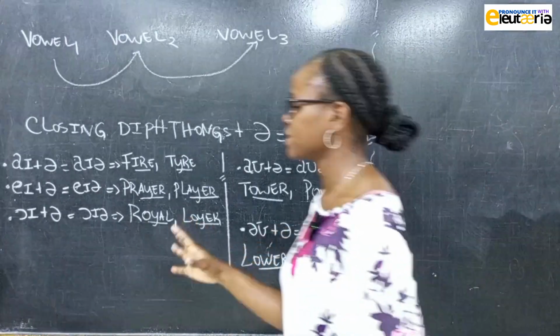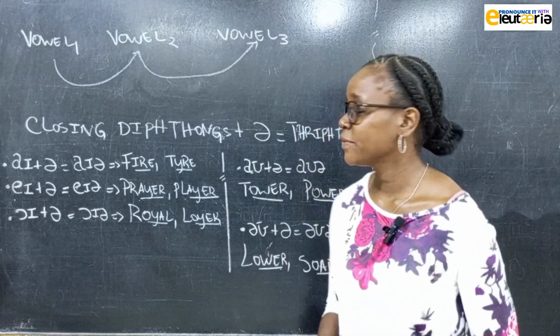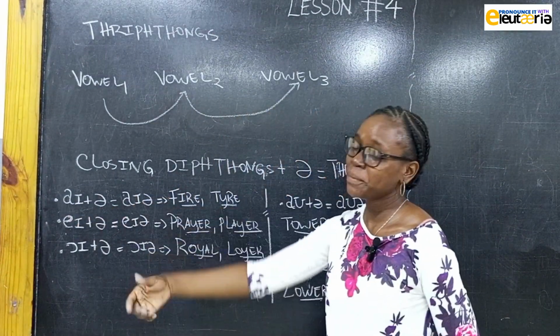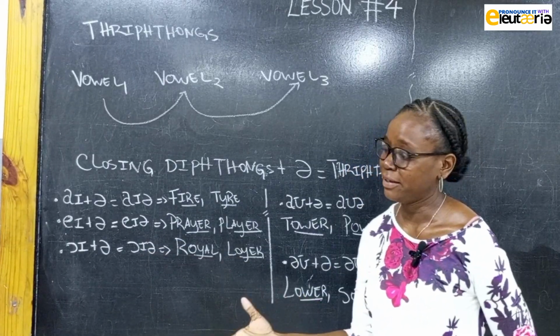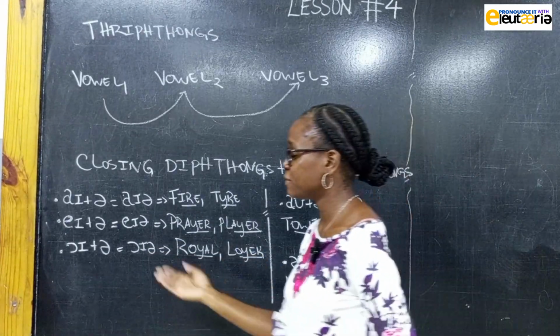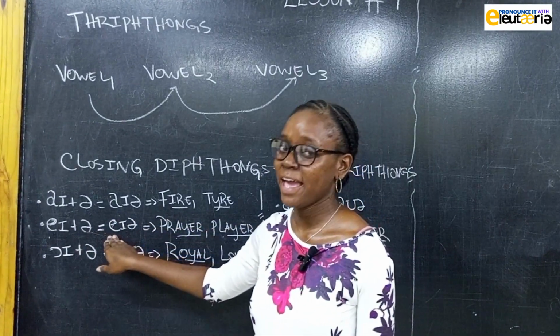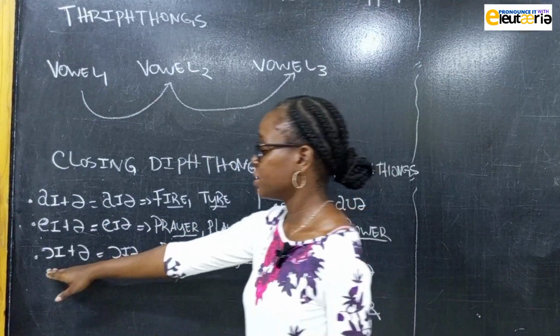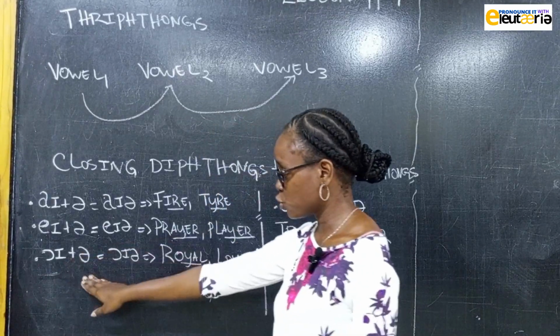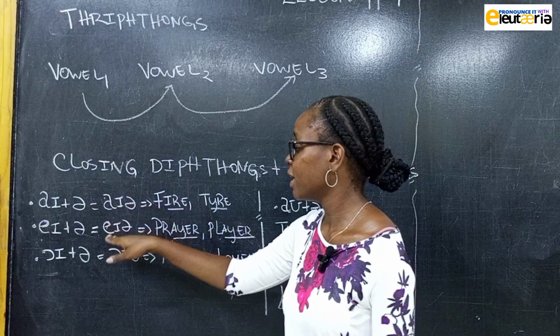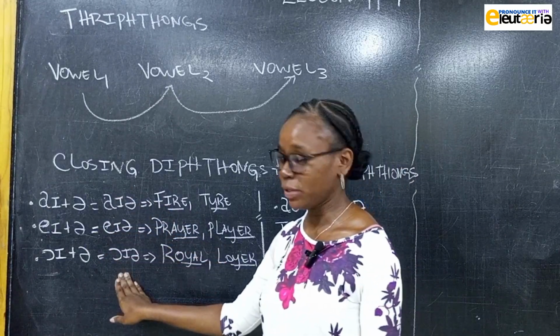Let's start with the ones that end in e. We have the diphthong ai and the vowel schwa, they form aya, aya. And then we have the diphthong ei with the vowel schwa, they form ea. And the diphthong oi with schwa, they form oya. So we have aya, ea, and oya.